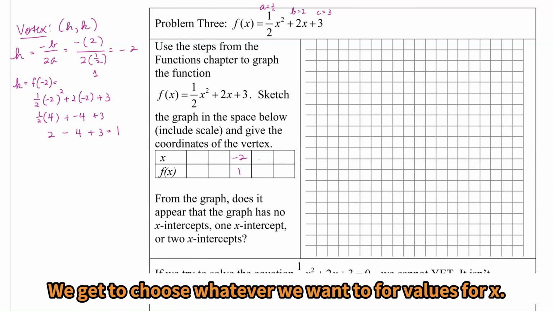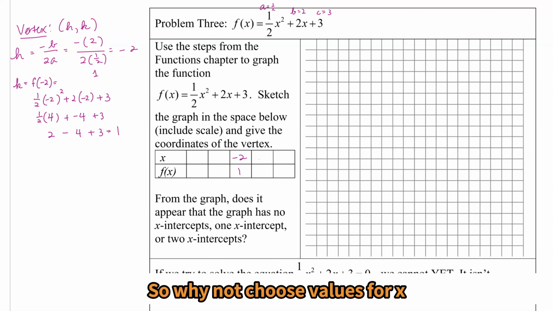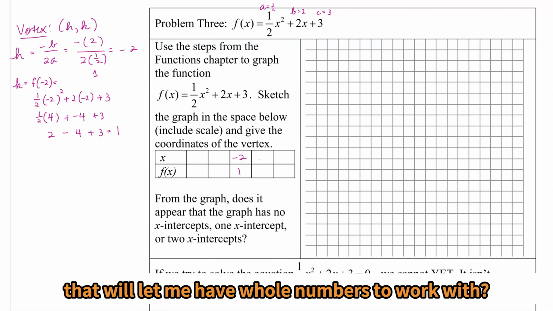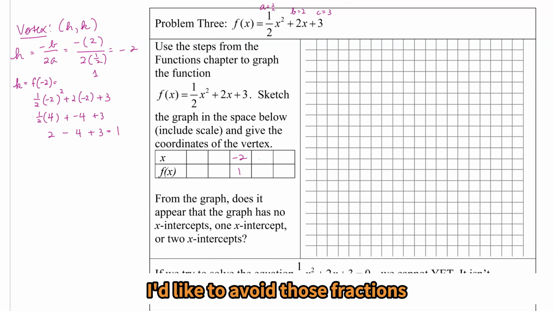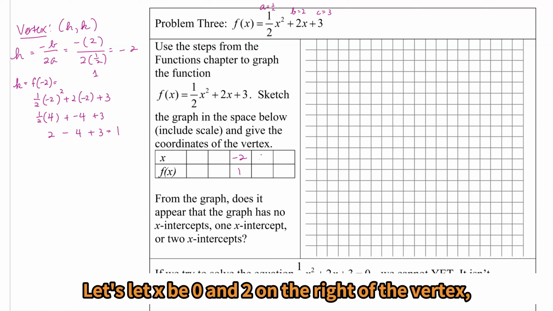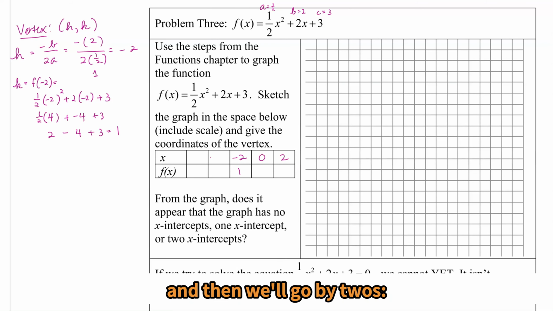We get to choose whatever we want for values for x. So why not choose values for x that will let me have whole numbers to work with? We know how much we love working with whole numbers and like to avoid those fractions as much as possible. So let's avoid the fractions. Let's let x be 0 and 2 on the right of the vertex, and then we'll go by 2's, negative 4, negative 6.